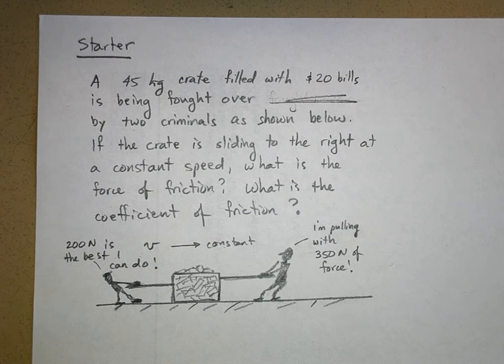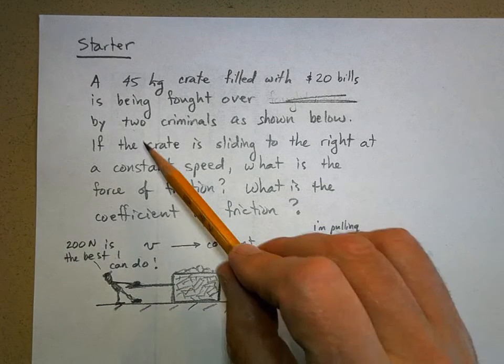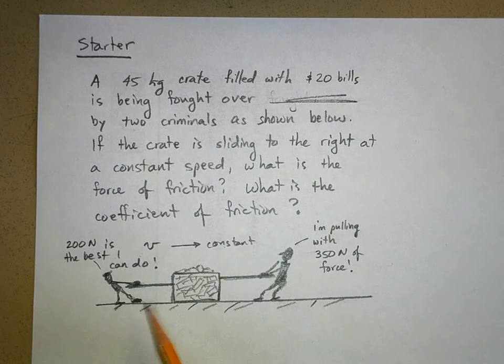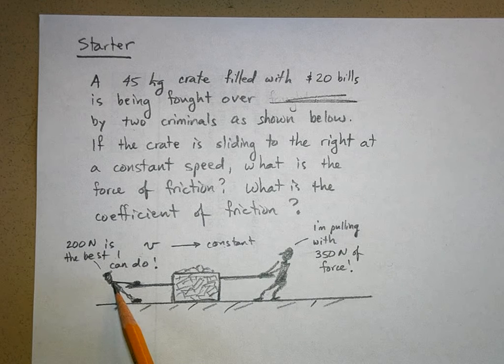So let's work this problem. Here's our 45 kilogram crate. It's filled with $20 bills, and these two criminals are fighting over it, having a little tug of war here. And the crate is sliding to the right at a constant speed. If this guy's pulling with 350 newtons and this guy's pulling with 200 newtons, we want to know what is the force of friction and what is the coefficient of friction.